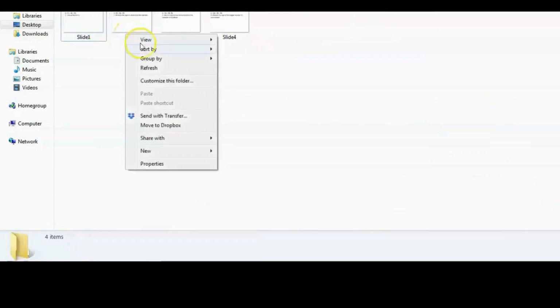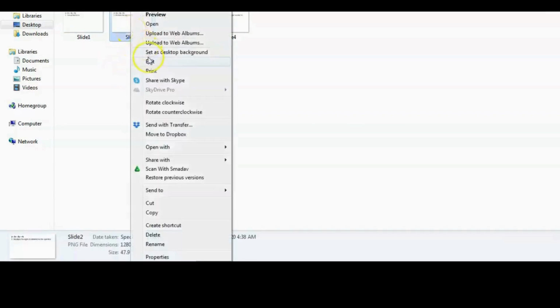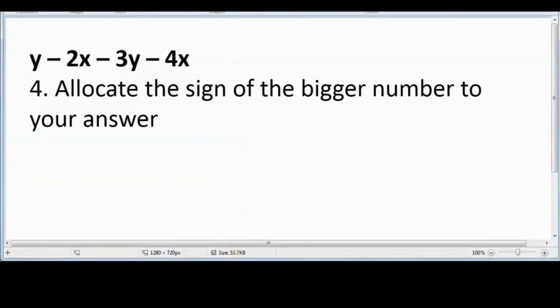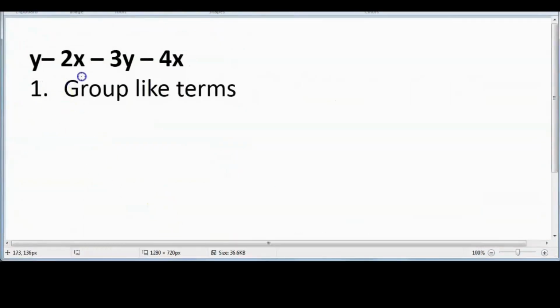I'm going to bring out the second example now so that we solve it like we did previously. Now this one is y minus 2x minus 3y minus 4x. So we are going to begin with rule number 1. In the previous example, we began with number 2 because there weren't any unlike terms. But here we have like and unlike terms mixed together. So the first thing we need to do is to group the like terms.